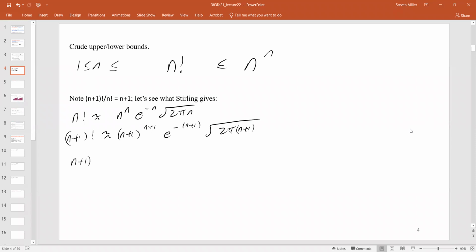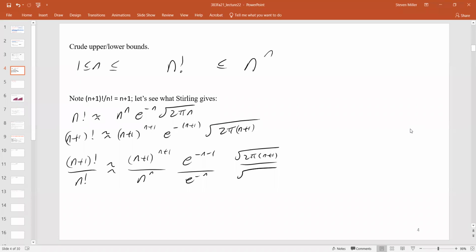And so if we look at n plus 1 factorial over n factorial, that's approximately n plus 1 to the n plus 1 over n to the n. Then we have an e to the negative n plus 1 divided by e to the negative n. All right, e to the negative n minus 1 over e to the negative n. Then we'll have a square root of 2 pi n plus 1 over square root of 2 pi n. So what do we get?